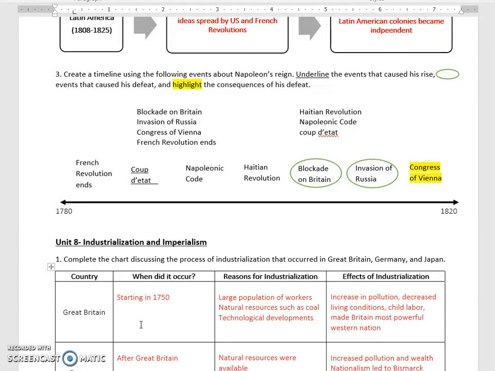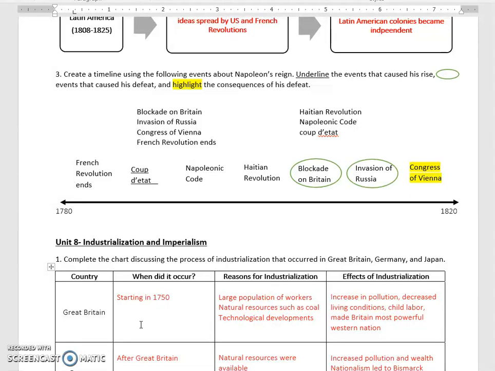His biggest problems were when he tried to blockade Britain, who actually had a stronger navy. And, of course, he invaded Russia and got stuck in the winter, which was a really bad idea. That Russian winter really destroyed that advance and killed most of his troops.